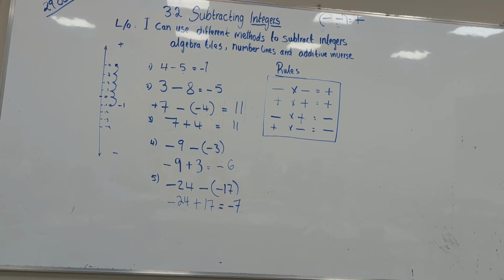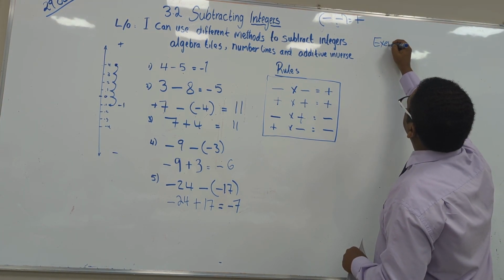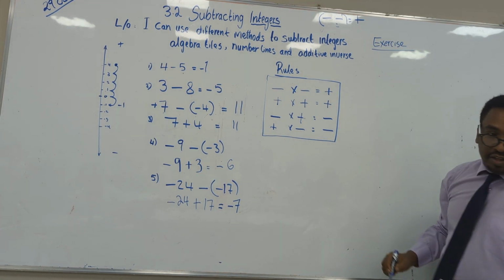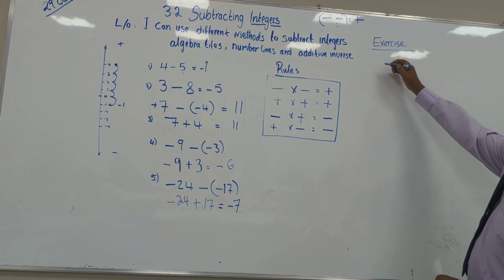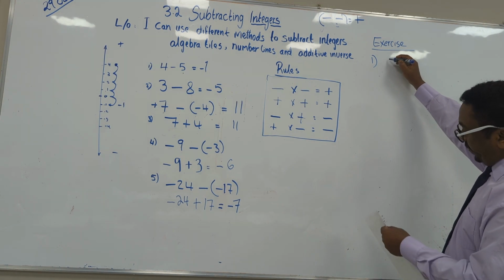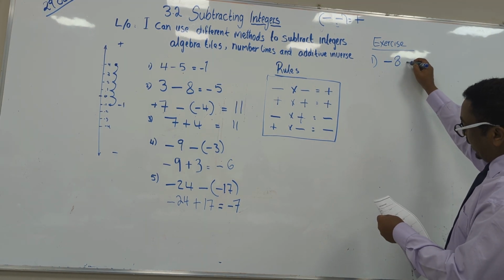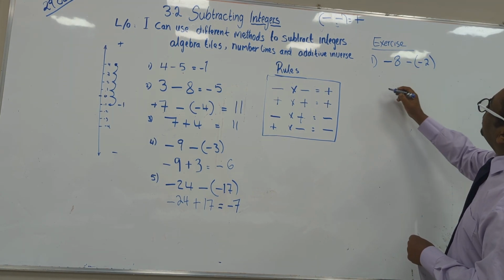So when you write down that, then we're going to write down a couple of examples, and then I will give you a last one. Okay. Right. So exercise. Let me just write down this exercise, and then I will give you a chance to work it out. Question 1, I want you to try this. If you have negative 8 and then negative 2, what would that be?